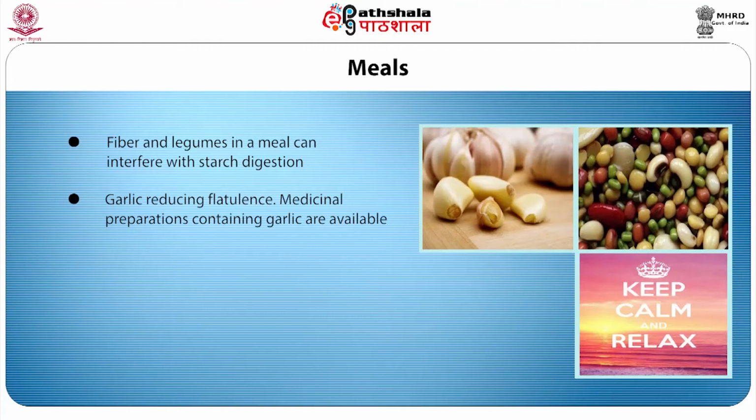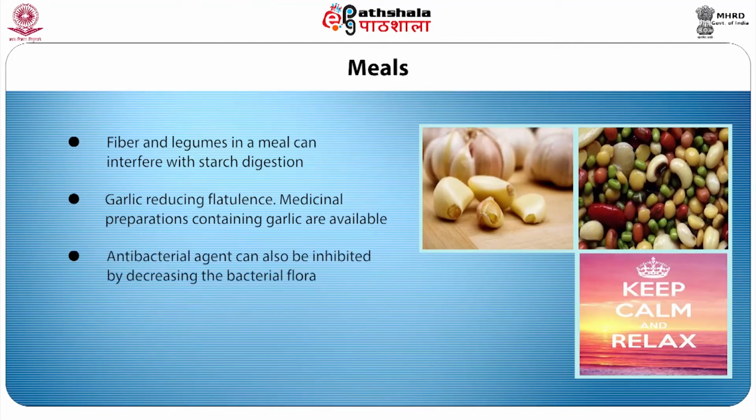Garlic is usually added to a tropical diet for taste. It also has the reputation of inhibiting the growth of bacteria in the colon, thus reducing flatulence. Medicinal preparations containing garlic are also available. This will also be useful for reducing gas production. Gas production can also be inhibited by decreasing the bacterial flora with an antibacterial agent. Emotional factors and other underlying diseases should be identified and addressed to control the flatulence. Here is a list of gas producing foods, helpful in controlling gas production.